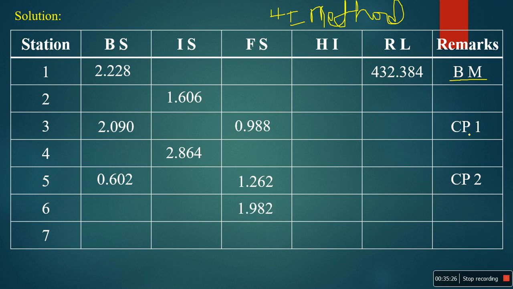Next reading will come under the FS. Again they are coming under the FS. The next reading will come in the same line in the column of BS. Then there is one last reading that comes under the foresight column.